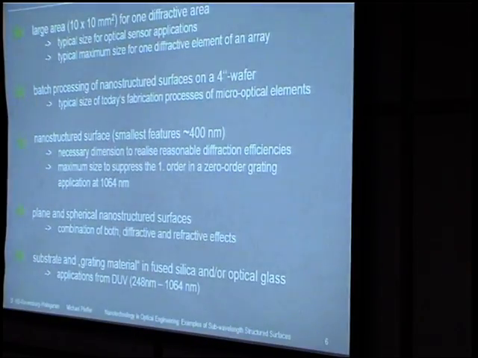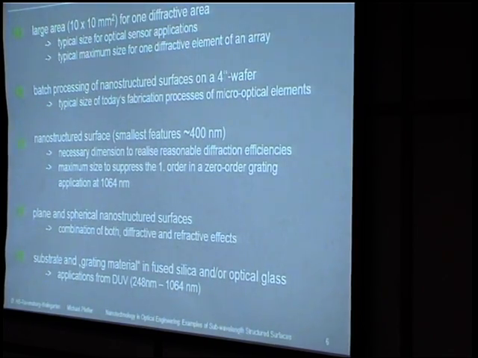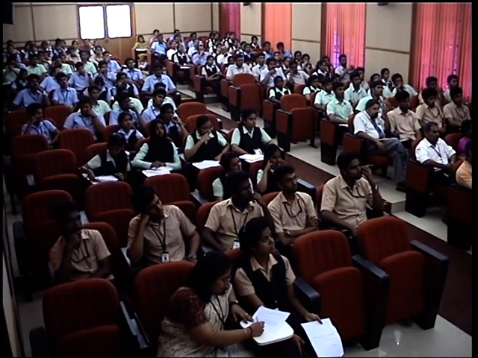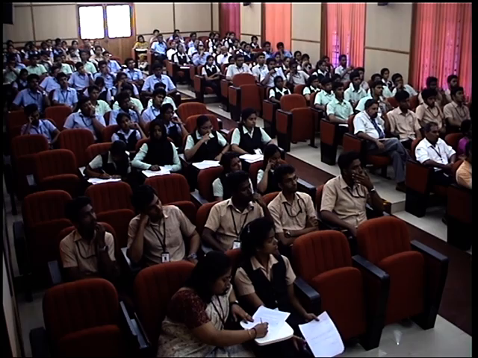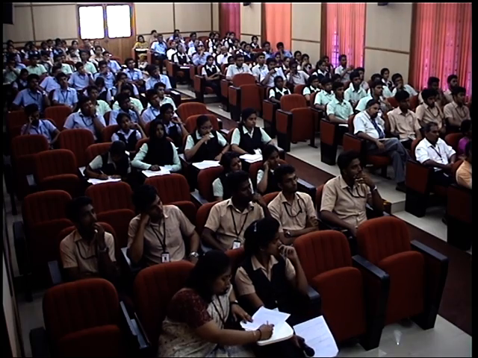Secondly, they wanted batch processing of nanostructured surfaces on a 4-inch wafer. All the wafers they are producing are typically 4, 6, 8, or even 12-inch wafers, which is a typical size for today's fabrication processes for micro-optical elements, not for semiconductor elements. Semiconductor elements are much larger, typically today 12-inch wafers. So 30 centimeters, 1 foot.